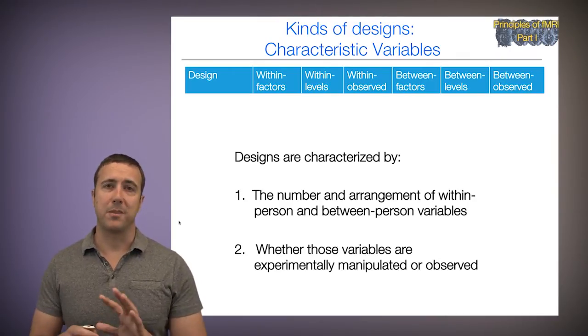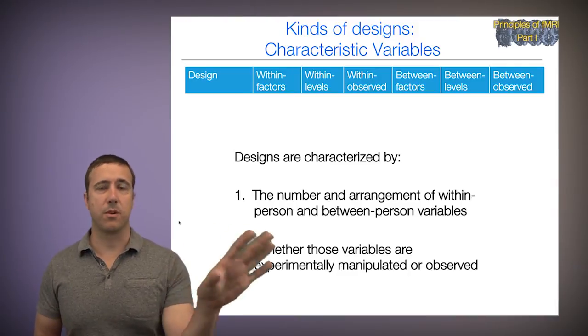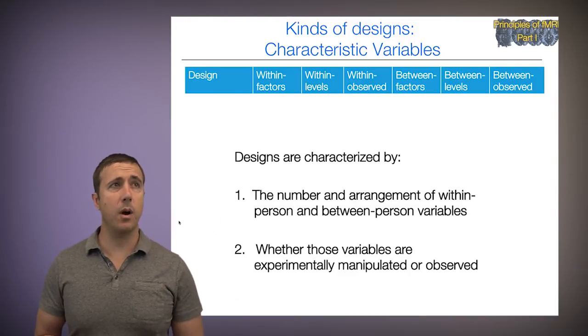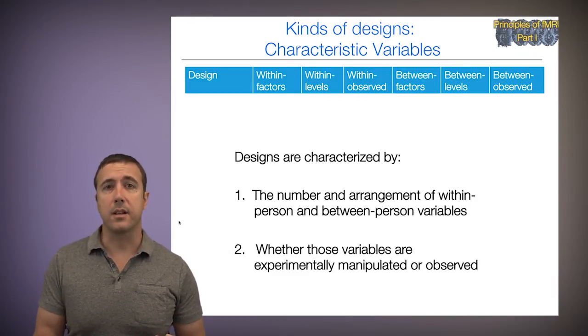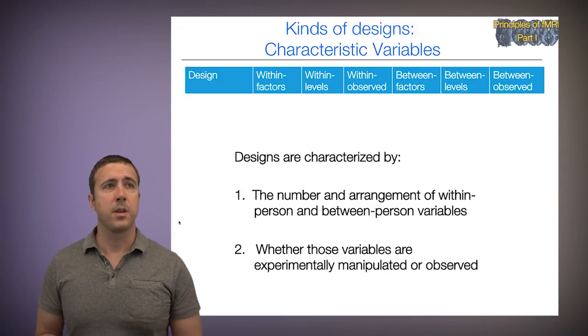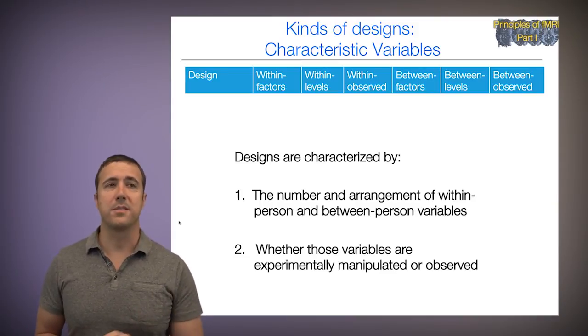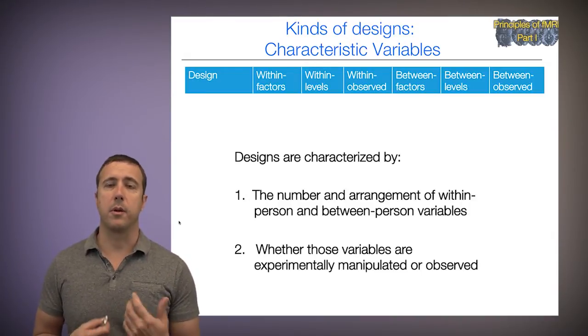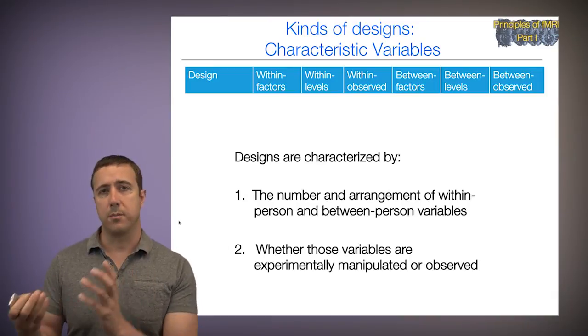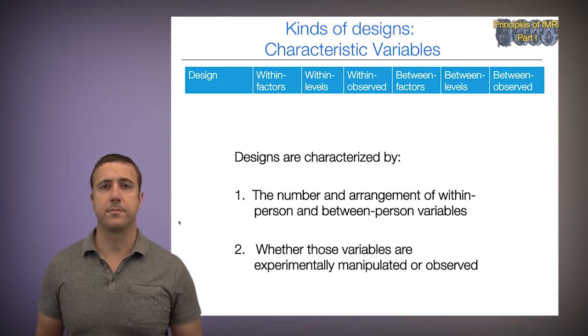So in the table you're about to see in a second, which has the rows at the top, we can characterize a number of types of designs by which variables they typically include or contain. So the designs are characterized by the number and arrangement of those within-person and between-person variables, and also whether those variables are experimentally manipulated or simply observed or just measured.